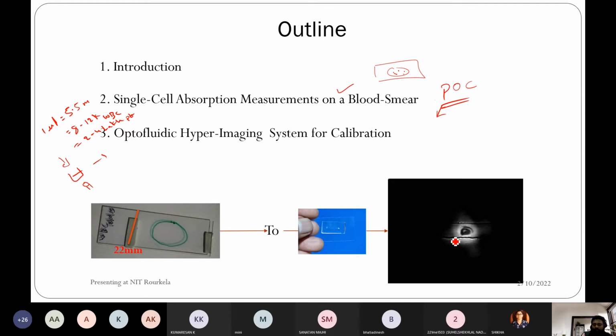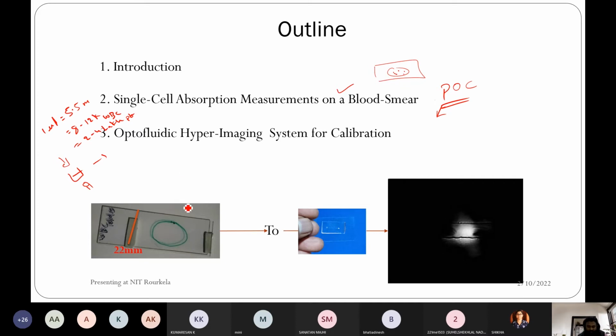throughput. The throughput was close to something around 3000 cells per second or so. Actually, in 1 minute we are able to measure almost 2 lakh cells, it means 200,000 cells. So to realize high throughput single cell analysis, a microfluidic platform was developed, and we are able to measure that.